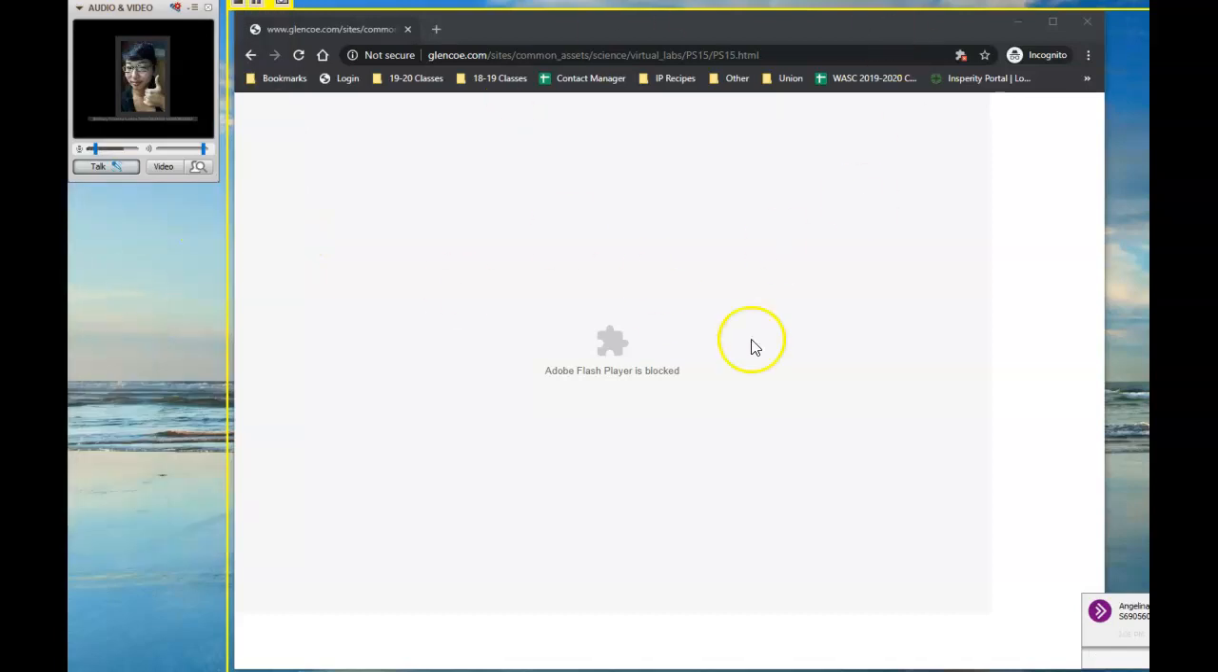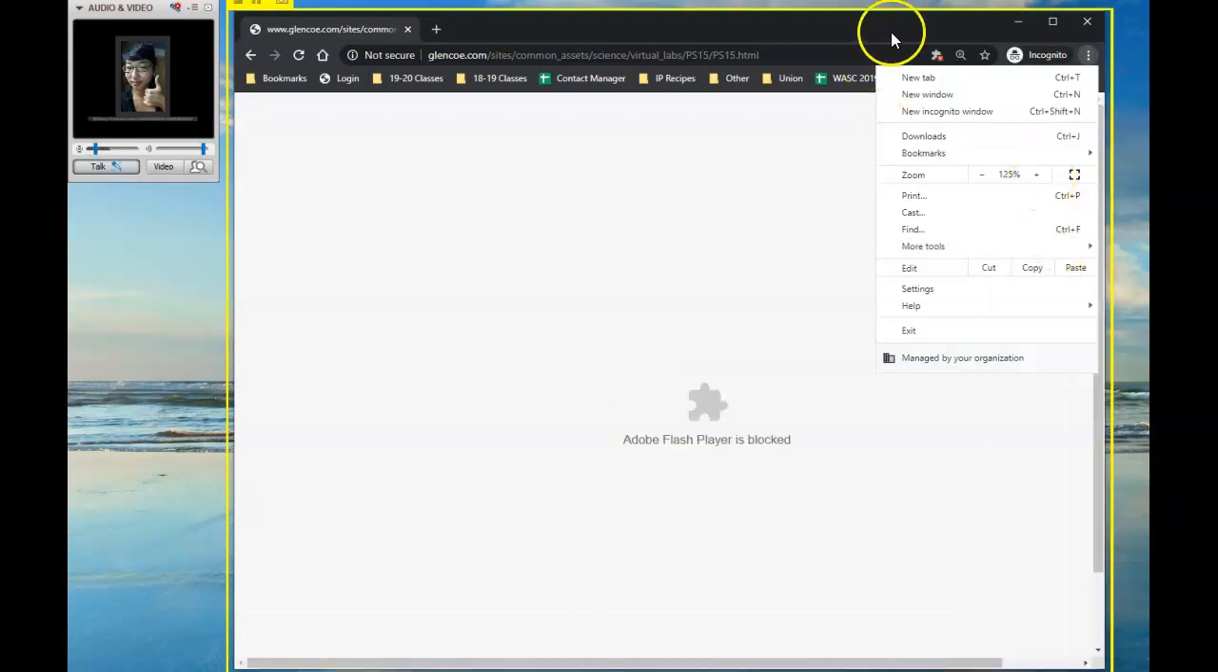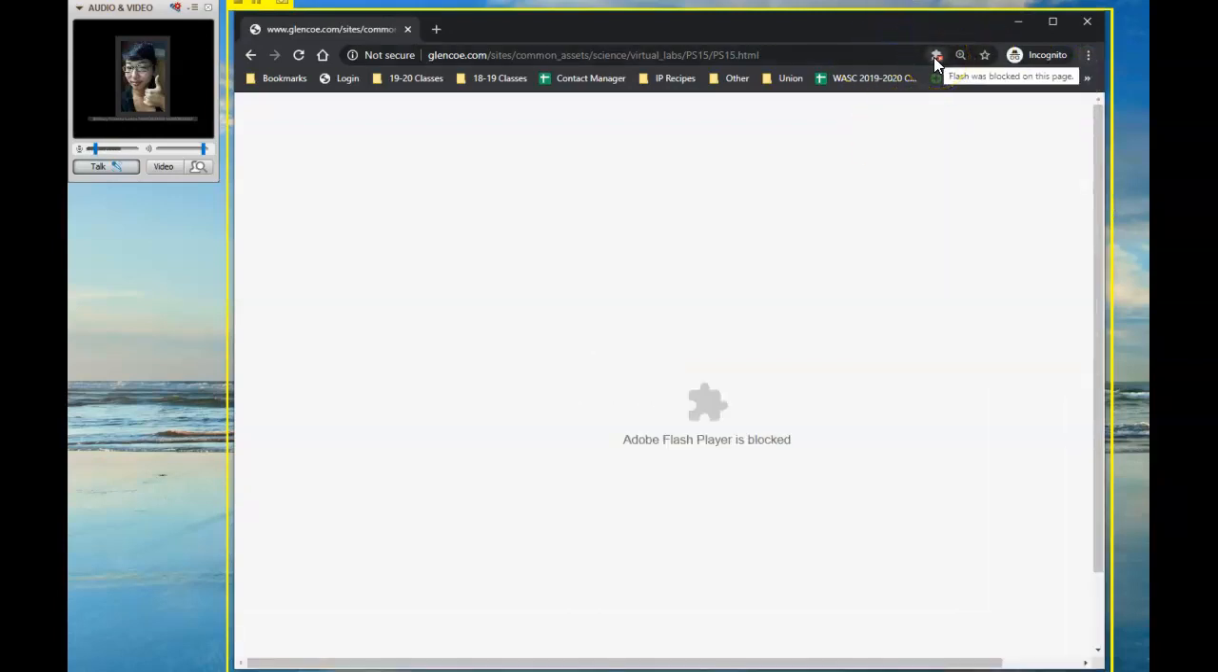Perfect. Okay, so what you'll see is when you first open up the website link, again, if you're in Google Chrome, which I recommend using because Google Chrome tends to work a little bit better, there's a way to unblock it. You will see this puzzle piece pop up on the top. And let me blow this up for you so you can really see it. You'll see a puzzle piece up here and it'll have a red X. Click on that puzzle piece, then click Manage.